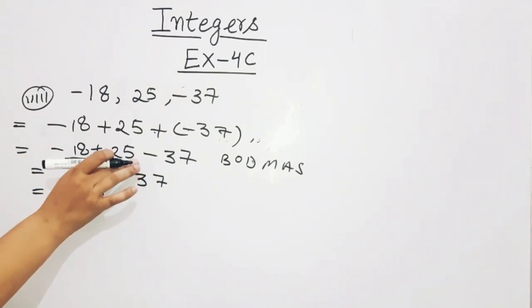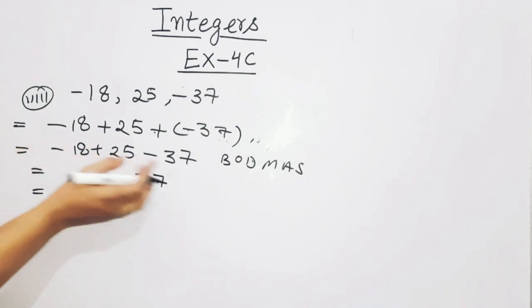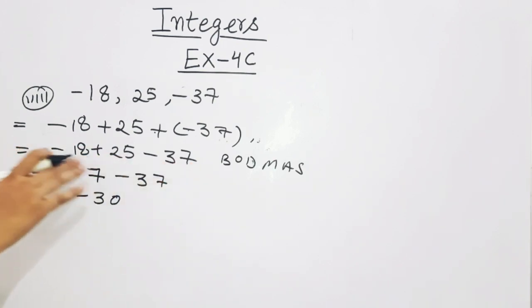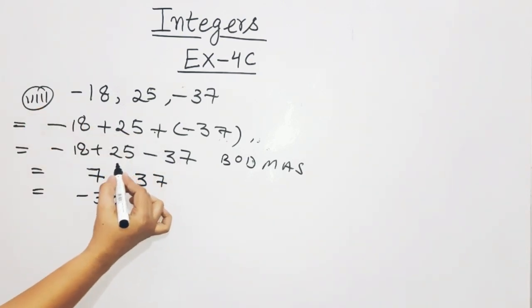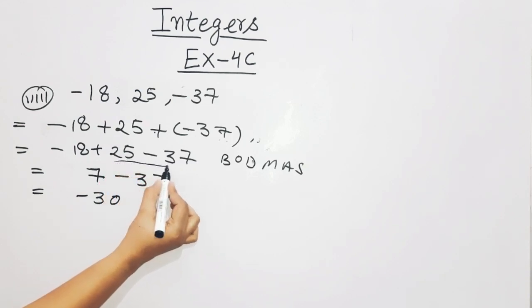Now the same question I am going to solve from the other side, that is from the extreme right. Now I started from the extreme left. Now I am going to start from the extreme right. From the extreme right I can take only 2 integers, not more than 2.